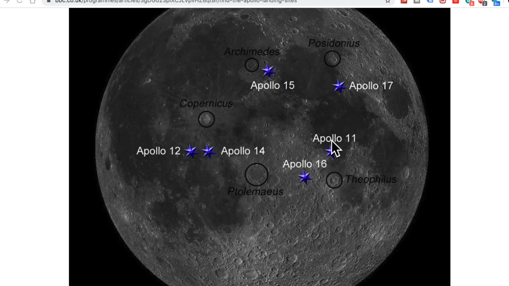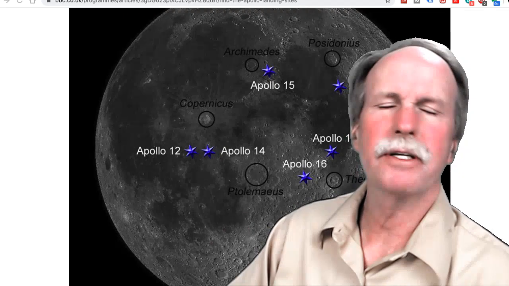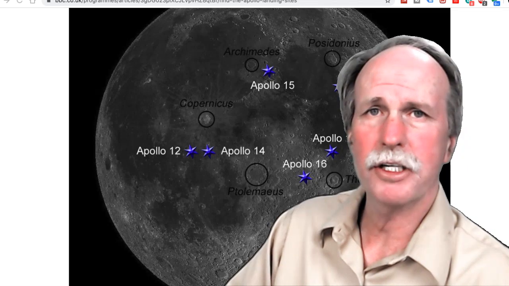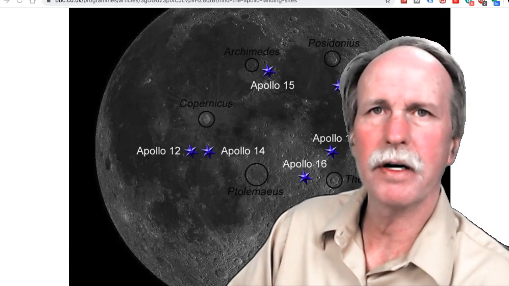Apollo 16 landed in the Lunar Highlands and not far from the Apollo 11 landing site. Now, the final Apollo mission, Apollo 17, landed by this little outcropping of mountains in the Sea of Serenity. Now, of interest, I actually saw Apollo 17 launch from Florida. It was quite a sight. So I remember that mission very well.